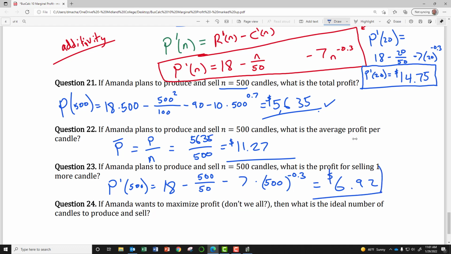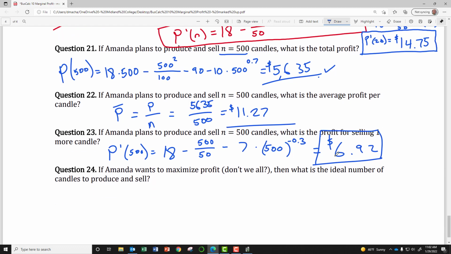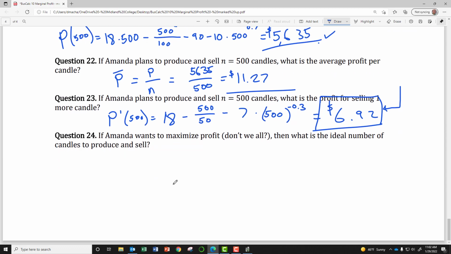So your average profit per candle for selling 500 candles was $11.27. But if you just sold one more candle, your additional profit would only be $6.92. So it's still making more money, right? Because profit is revenue minus cost. So this is already after cost. So it's better to sell one more candle. But at some point, let's see what we have here. We see that profit is decreasing, right? From the average profit to the marginal profit. And so at some point, we're not going to be making more profit.